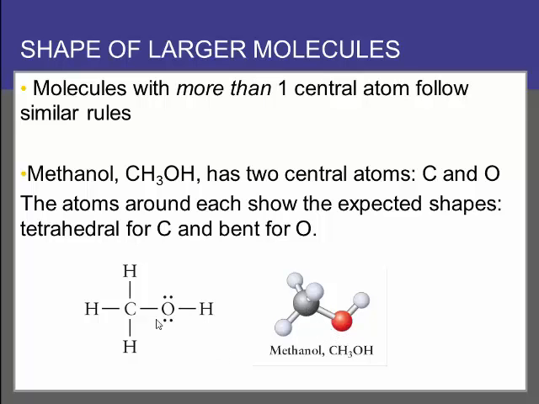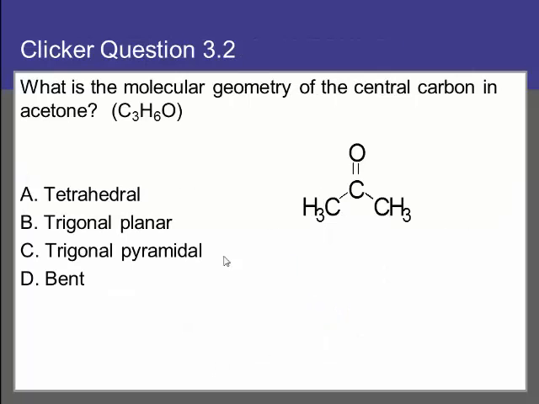So we just observe any central atom, and it's possible a molecule may have dozens of central atoms. In that case, we could describe the molecular shape of any or all of those central atoms using the same rules we've just discussed. So here's a molecule that has more than one central atom, but we want to know what is the molecular geometry of the central carbon in acetone. Here's acetone, the central carbon is right here. What is the molecular geometry?